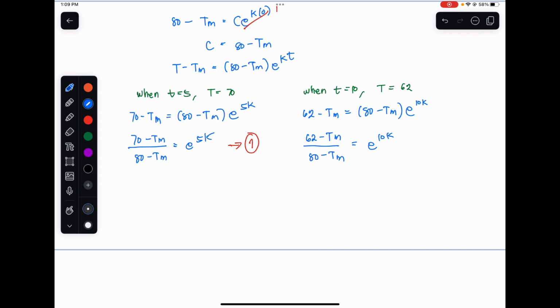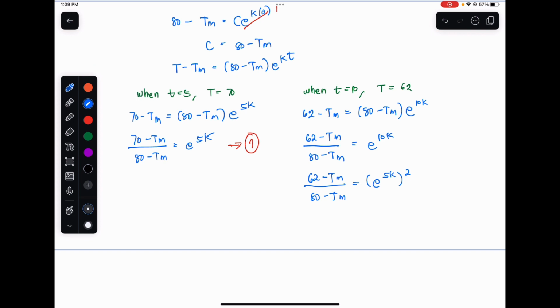the T sub m and the K. Since we want T sub m, we need to eliminate K, or equate both sides by K. But e raised to 5K is almost the same as e raised to 10K. So I can make this one e raised to 10K equal to 62 minus t sub m over 80 minus t sub m. This is the same as e raised to 5K and then raised to 2, because 2 times 5K would be 10K.